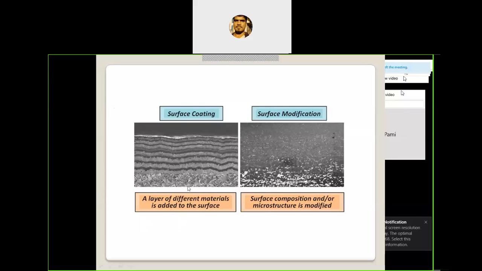Here the surface composition and or microstructure is modified. Whatever the surface is, this surface we are going to modify. This composition we are going to modify. We are not coating anything, but instead of coating, we are modifying this surface or this composition. Okay, that is another. So this is the microstructure.